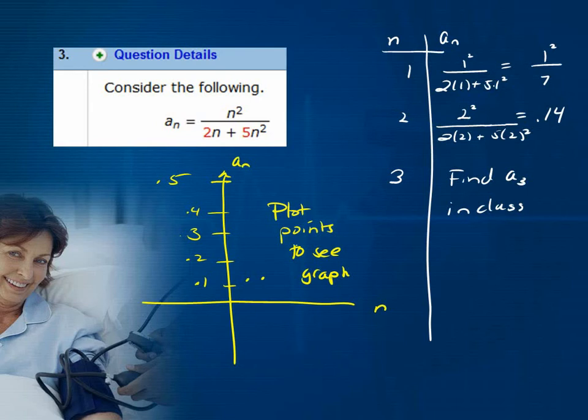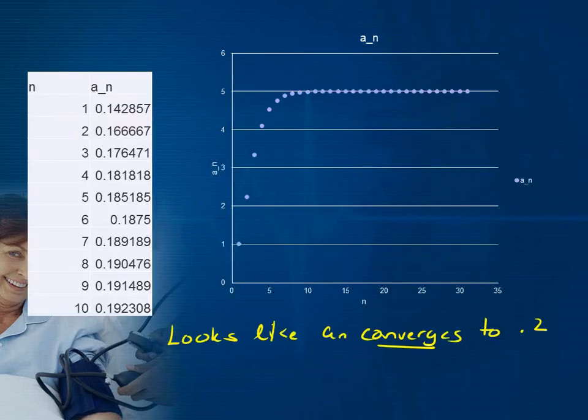And they want you to plot the points to see the graph. I just can't stand doing things by hand with my little scrappy, scrawly thing. I just wanted to see it. And they also wanted to see what it converges to. And I just did it on a computer up to n equals 10, and I graphed it. And I can see it.